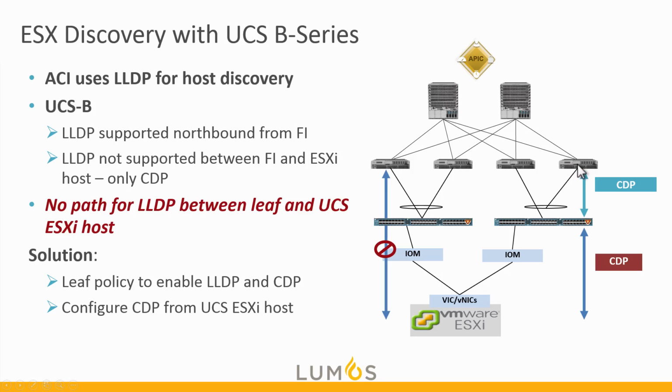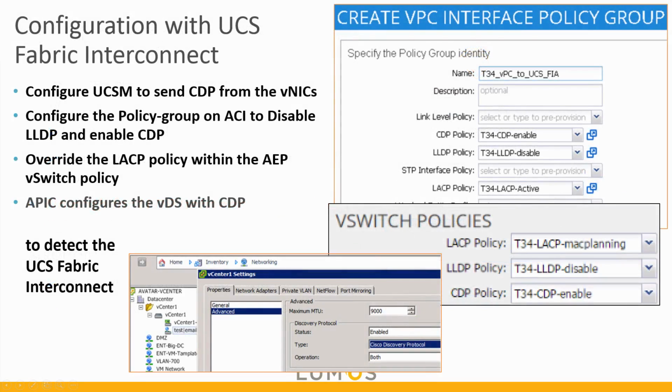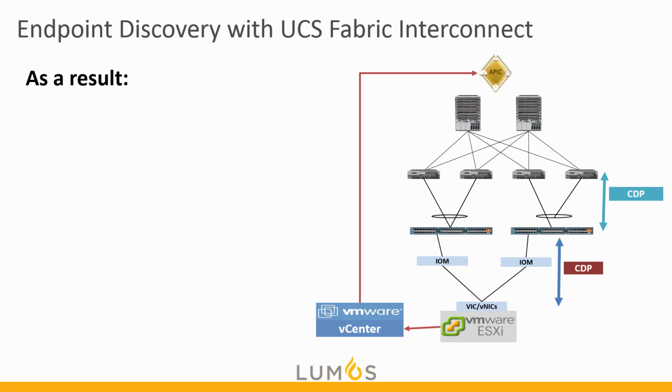ACI leaf switch, they learn, and this can actually be via CDP, or it's actually recommended if you're doing this to have this leg from the leaf to the FI to be LLDP, even if the leg from the FI down to the blade is CDP. Doesn't matter, it's still discovery protocol. And the APIC actually takes and stitches this information together. So the ESXi, in fact, I think we have another slide on this. Here we go. I'll come back here in a moment.